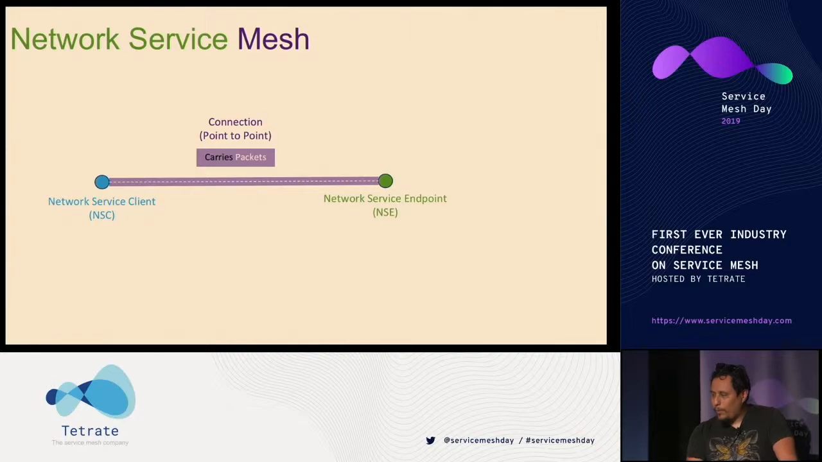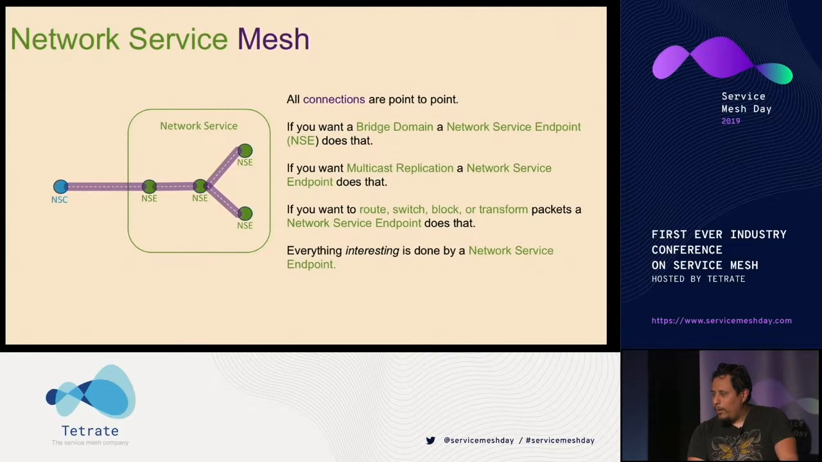So let's go ahead and take a look at what network service is. So we have a client, we have an endpoint, and then the third concept is we have the L2, L3 connection. So those are our three primitives. And as you can see, client, endpoint, and each of these purple ones is the connection.